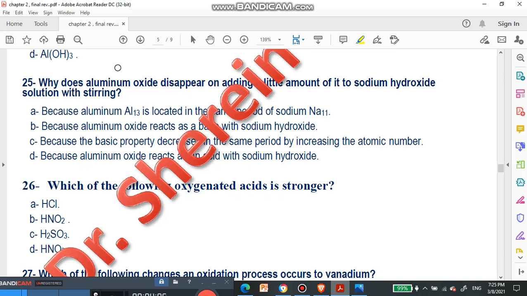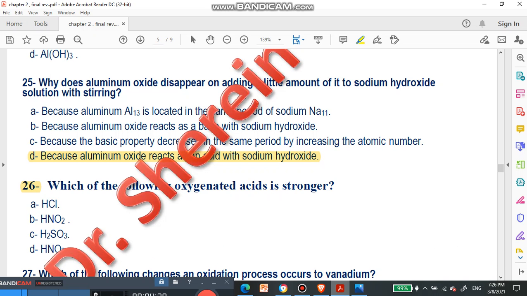Why? As it is an acid, it reacts with a base to form salt and water. So the right answer is number D: aluminium oxide reacts as an acid with sodium hydroxide. Okay, let's go into question number 26.